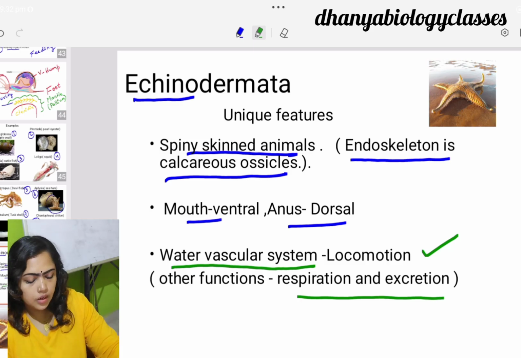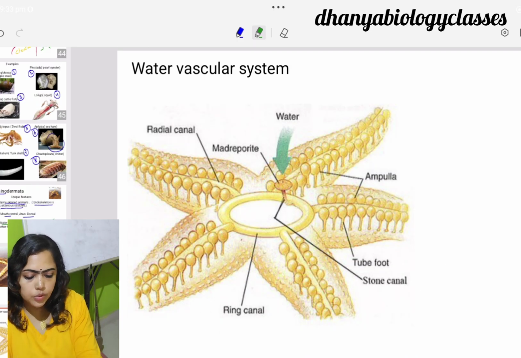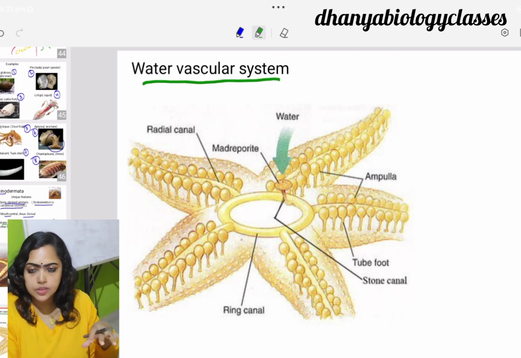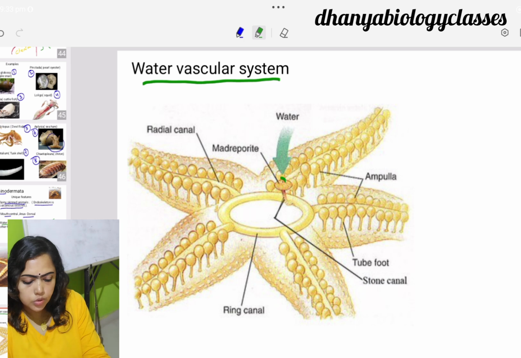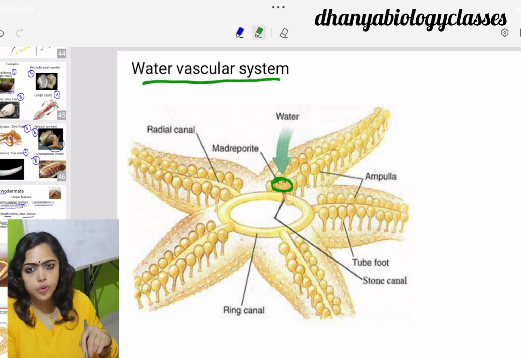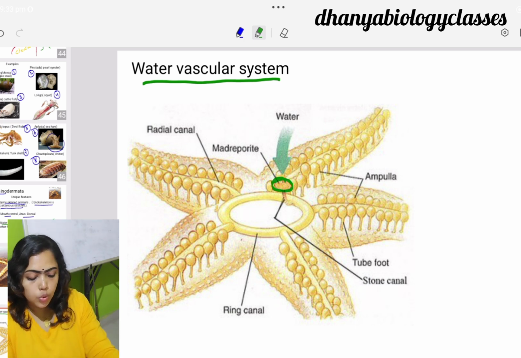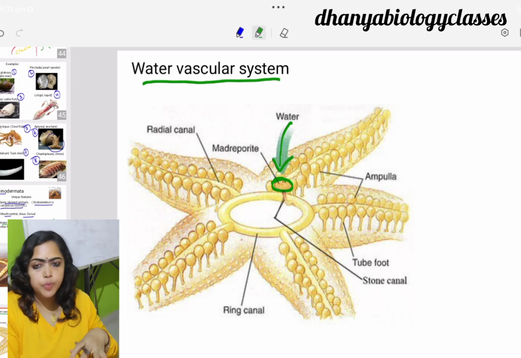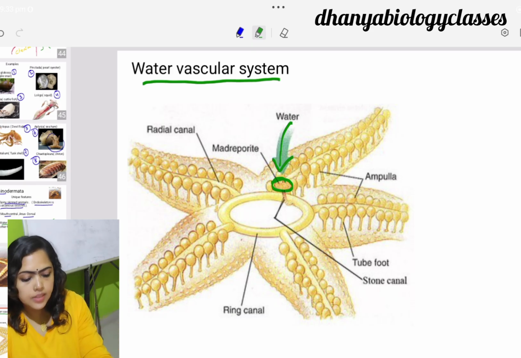Okay. And this is the water vascular system. Actually, this is not in your syllabus, but let's just go through that. Okay. So the water vascular system begins with an opening called the madreporite. So this is the opening called what? Madreporite. And through this opening, water enters. And from the madreporite, the water will be taken by another small canal, which is called the stone canal. So this is the stone canal.